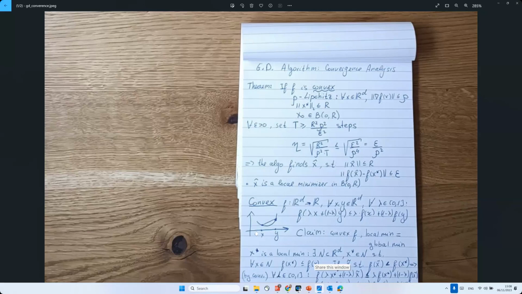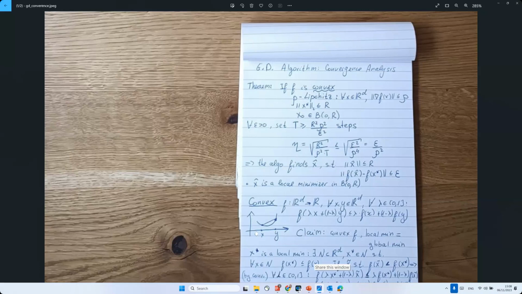Yeah, so the function is not behaving crazily in some area. The rate of change is bounded and it's kind of smooth. We can say the function is kind of smooth. So this is a nice property to have.